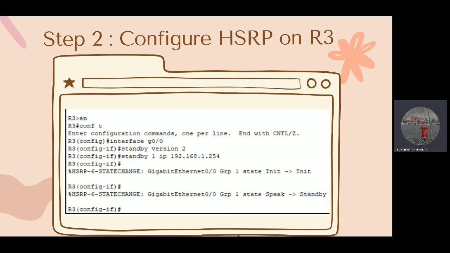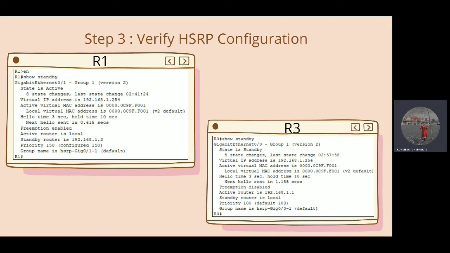Configure HSRP on R3. We have to repeat the steps of 1B and 1C, which we have done before this. We have to open the CLI of R3 and then enter the command enable, configure terminal, and then interface G0/0, and then standby version 2, then command standby 1 ip 192.168.1.254.